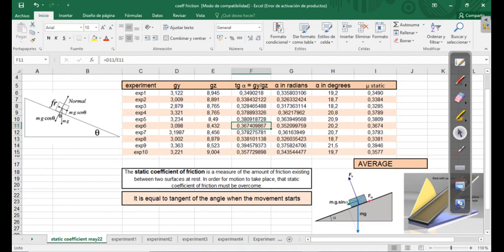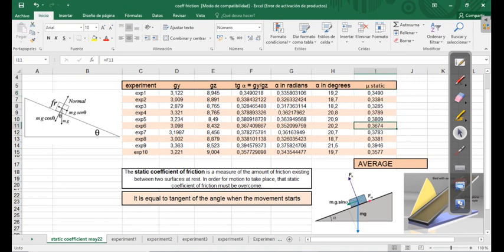You know that when you have done one, you only need to drag. And the same here, you have the arctangent of each event, and here we have calculated the angle in degrees, with all the measurements, and then the static coefficient. It should be the same, but when you do experimental measurements, normally you don't have the same calculations.